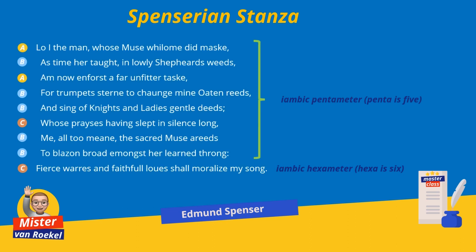In Edmund Spenser's The Faerie Queen, you can see and hear how the Spenserian stanza works. Lo, I, the man whose muse whilom did mask, as time her taught, in lowly shepherd's weeds, am now enforced a far unfitter task, for trumpets stern to change mine oaten reeds, and sing of knights and ladies' gentle deeds, whose praises, having slept in silence long, me all too mean, the sacred muse areeds to blazon broad amongst her learned throng. Fierce wars and faithful loves shall moralize my song.